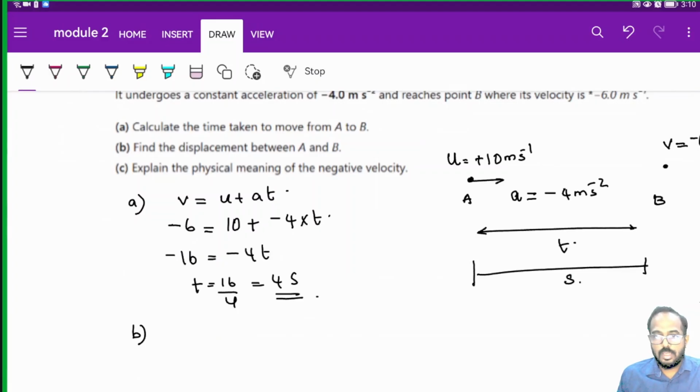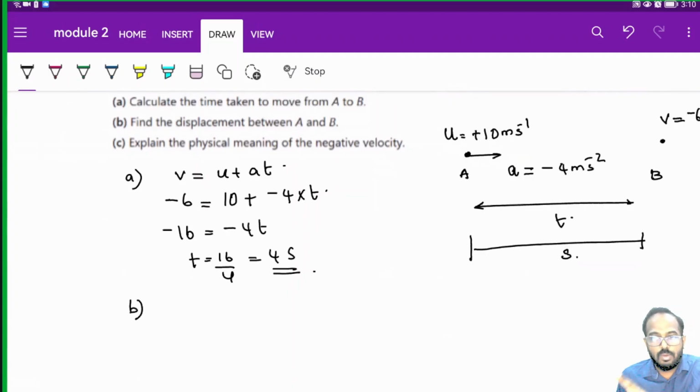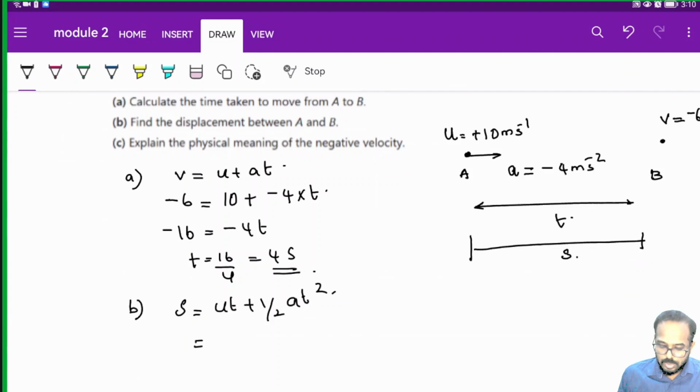Now, t is already there, and displacement you can use first equation. And initial and final velocity is there, so you can use the third equation also. So we will use the second equation first. s is equal to ut plus half at square. Initial velocity 10 into 4 plus half into acceleration minus 4 into t square 16, right?